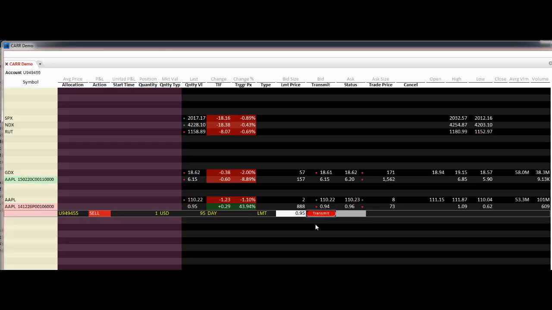That put will expire worthless in 2 weeks as long as Apple continues to trade above $106 per share. Now, if you are bullish on Apple, that's a no-brainer, right? That's about 4% away from the current price of the underlying. And a 4% move downward on a bullish stock, especially this time of year, right?